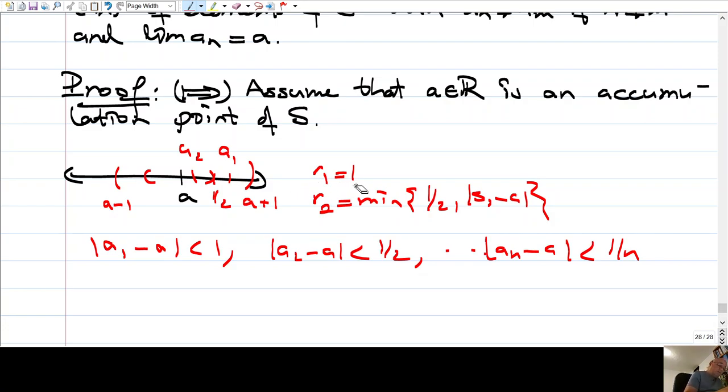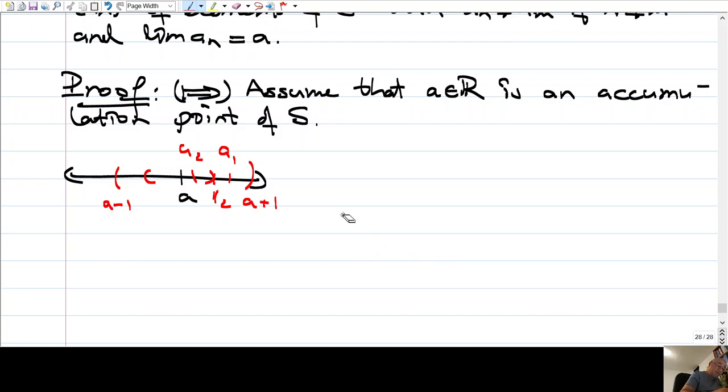Now I will write it in more detail. Okay, that's the idea, but now I will write it in more detail. Okay.